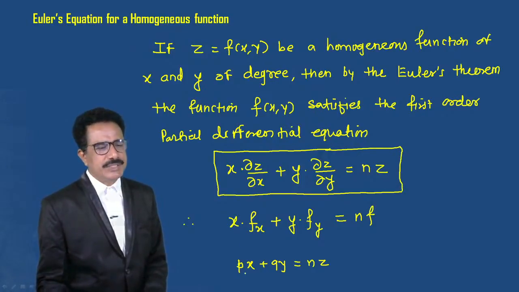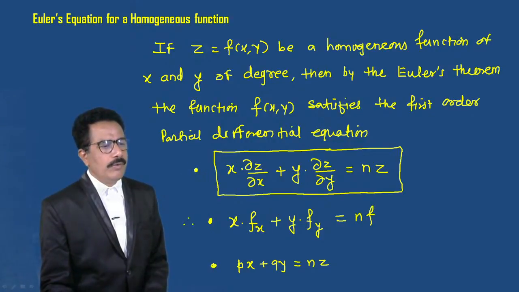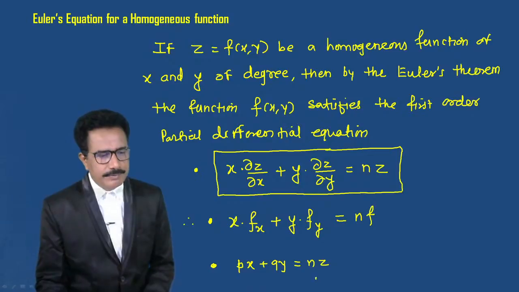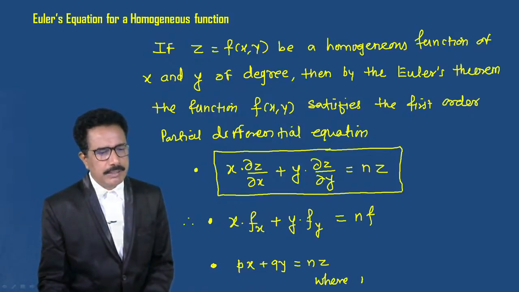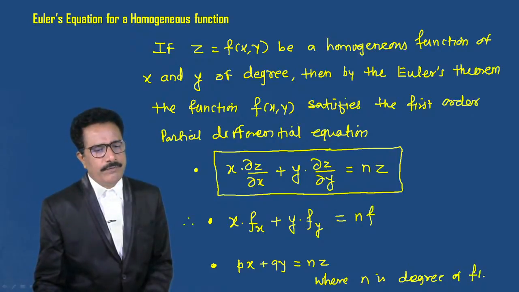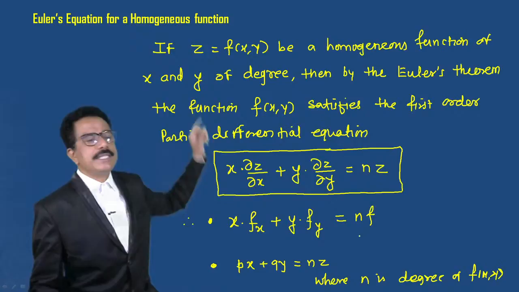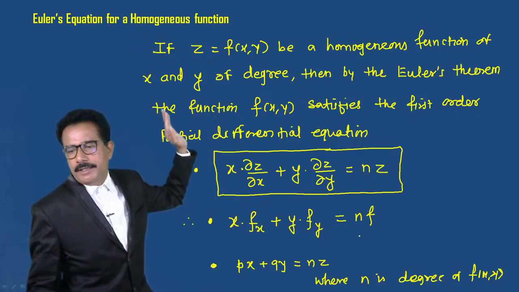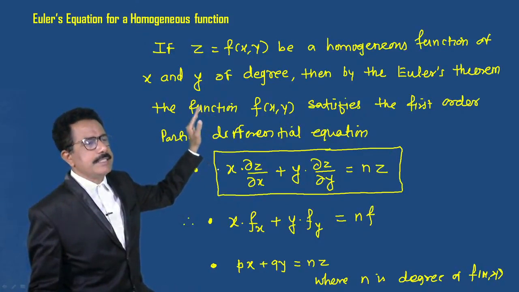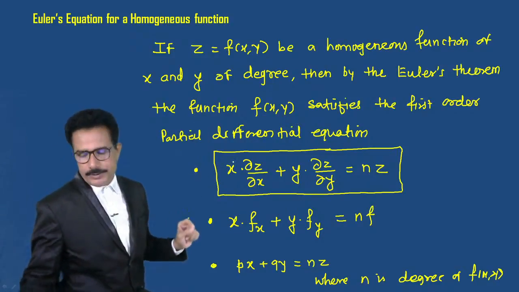You can use this, they are the same. Where n is the degree of f of x comma y, that means the degree of this polynomial. See this. This is the Euler's equation for the homogeneous function.